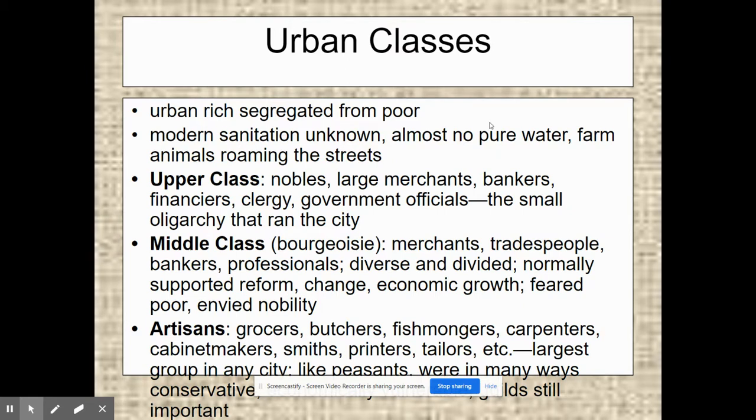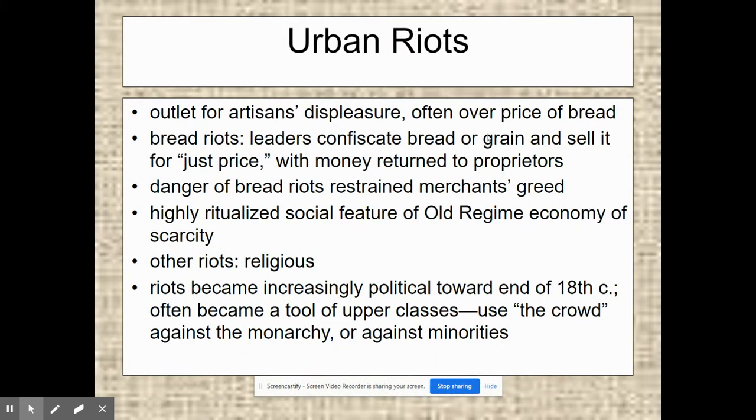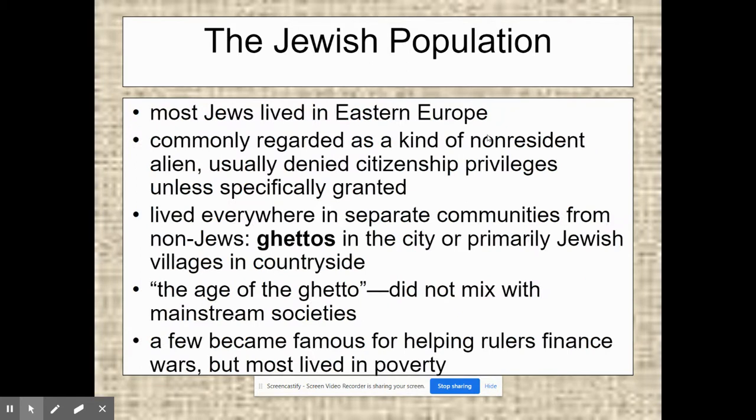Then, of course, you have the artisans, which are going to be what will later become the petit bourgeois, which are most of you. They're the butchers, the fishmongers, the carpenters. They're the largest growing population. They tend to be also very conservative in their views, but this upper middle class and this lower middle class definitely have a problem with the poor. And we're going to see how they go along with many laws to keep these people in check. We see some food riots in that. We're talking about going into the next generations. And we'll talk more about Jews, too, that they're still seen as outsiders.